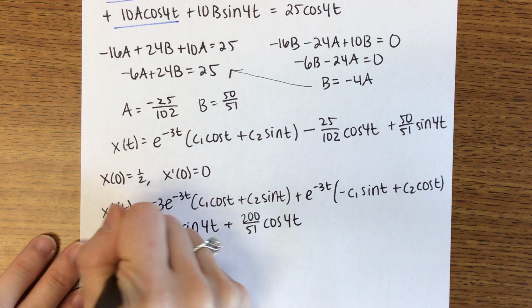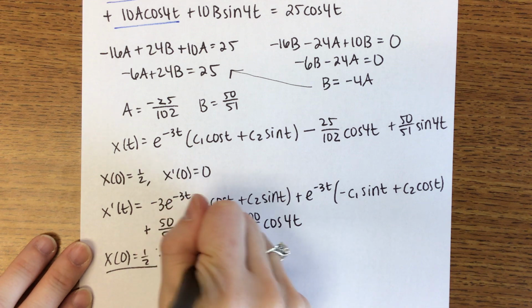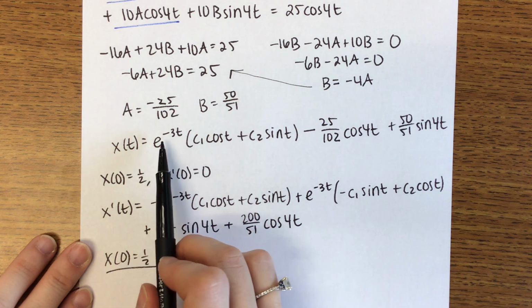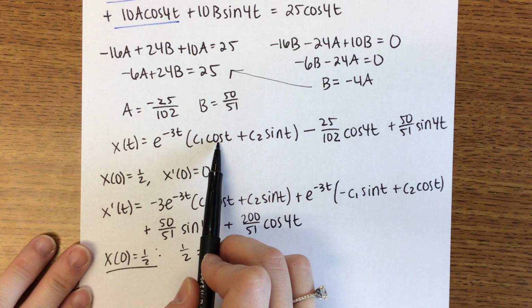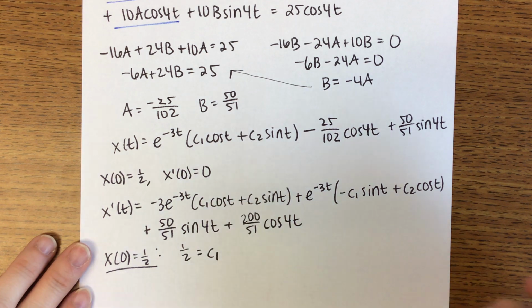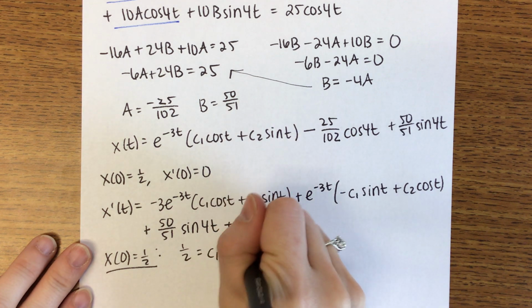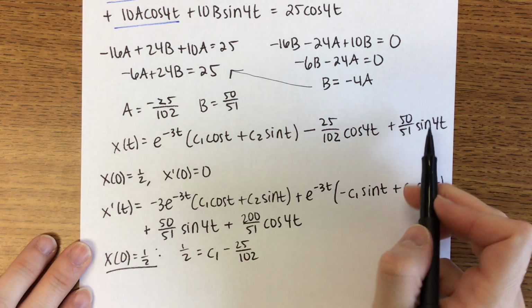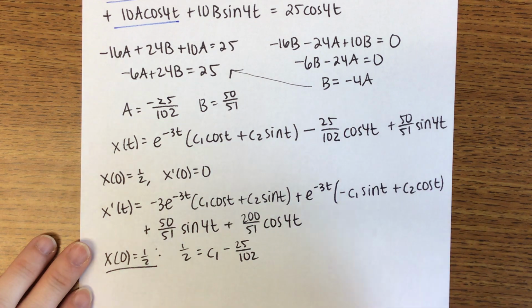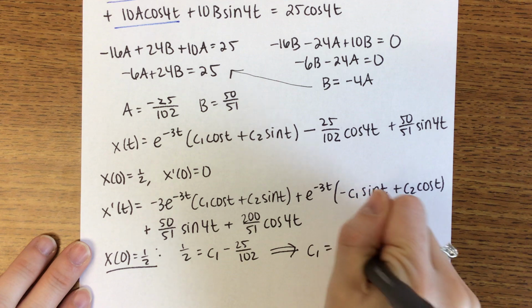Okay, starting with x of 0 equals 1/2. We get 1/2 is equal to, that'll be 1, this'll be 1, that'll be 0, so we get c1. That will be 1, so minus 25 over 102. That'll be 0. C1 ends up being 38 out of 51.